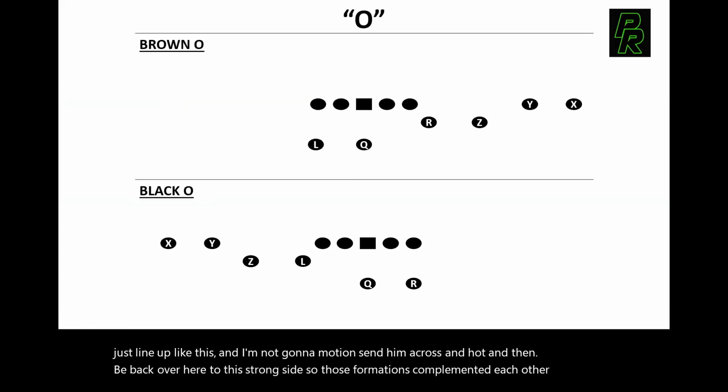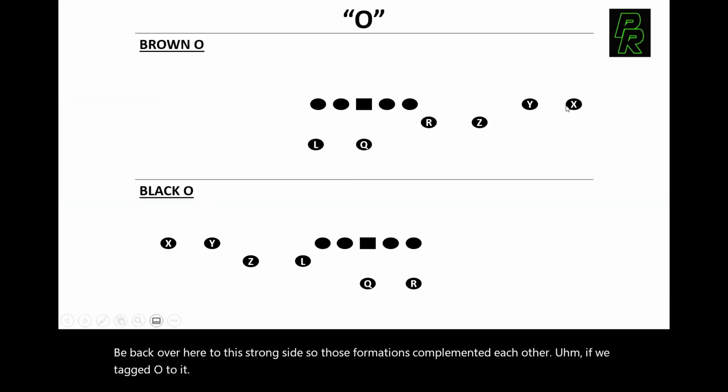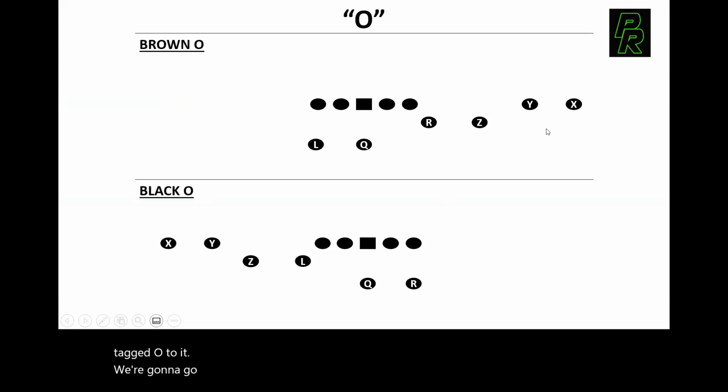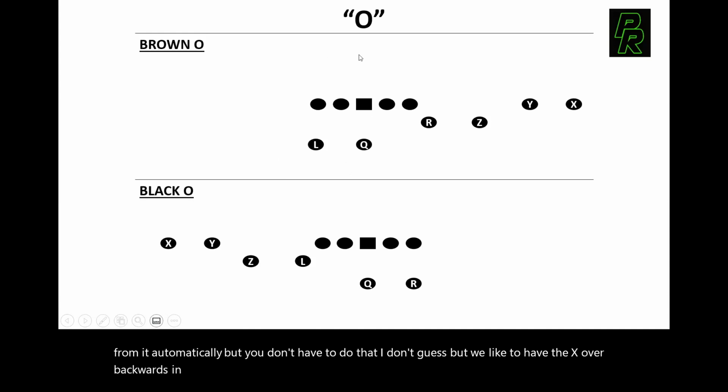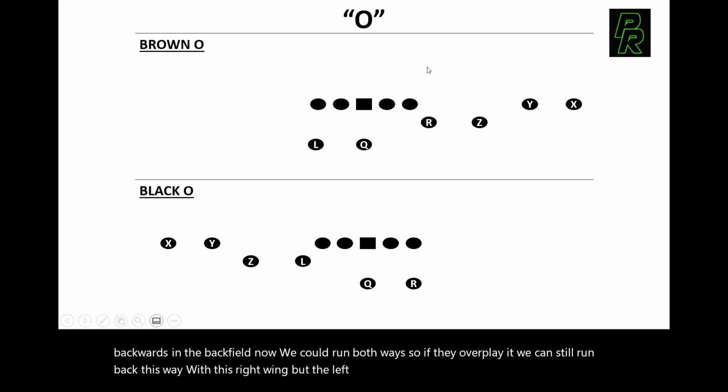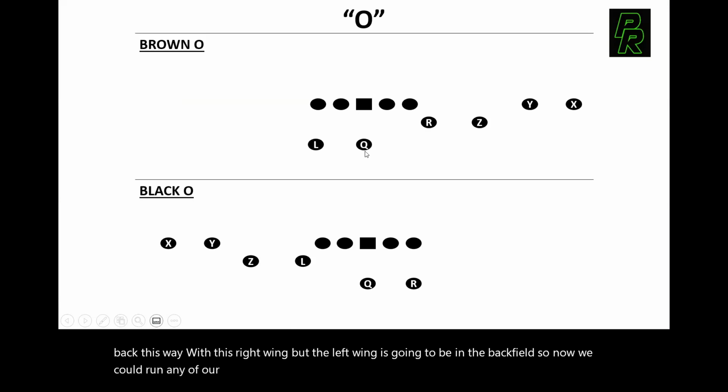If we tagged O to it, we're going to go X over. So now you get this set. I like putting the back in the backfield too, away from it automatically, but you don't have to do that, I don't guess. But we like to have the X over, back was in the backfield. Now we could run both ways. So if they overplay it, we can still run back this way with this right wing, but the left wing is going to be in the backfield. So now we could run any of our plays that didn't have motion.